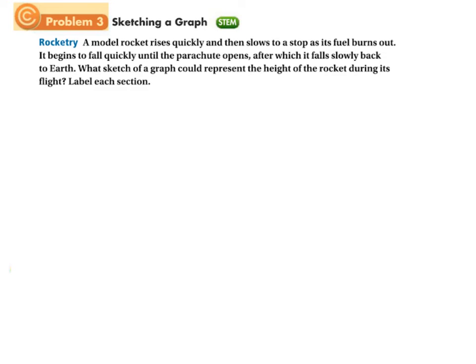All right, so in this situation, you are firing off a model rocket, and it's going to first rise quickly, and then as it burns out its fuel, it's going to rise to its highest point and level out and stop, and then it'll begin to fall. And as it falls, it starts falling slowly and then more quickly. That's what things do as they fall. They pick up speed. And then eventually the chute's going to open, in which case it'll drift slowly back to Earth.